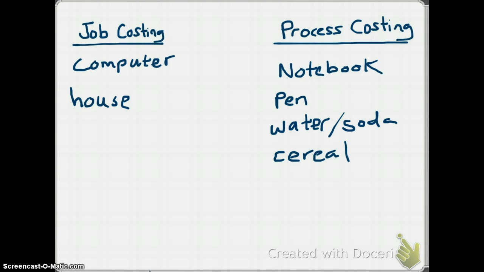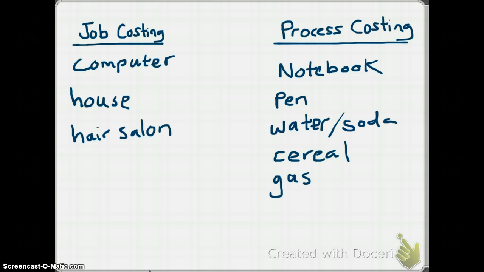A house. A house is job costing. Each house is different. The square footage is different. The size is different. So, and everything that goes into the house. Whether you have hardwood flooring upgrades, whether you have solar roof installed, whatever you have in your house is customized. So that would be job costing. Gasoline, petroleum products. That's process costing.